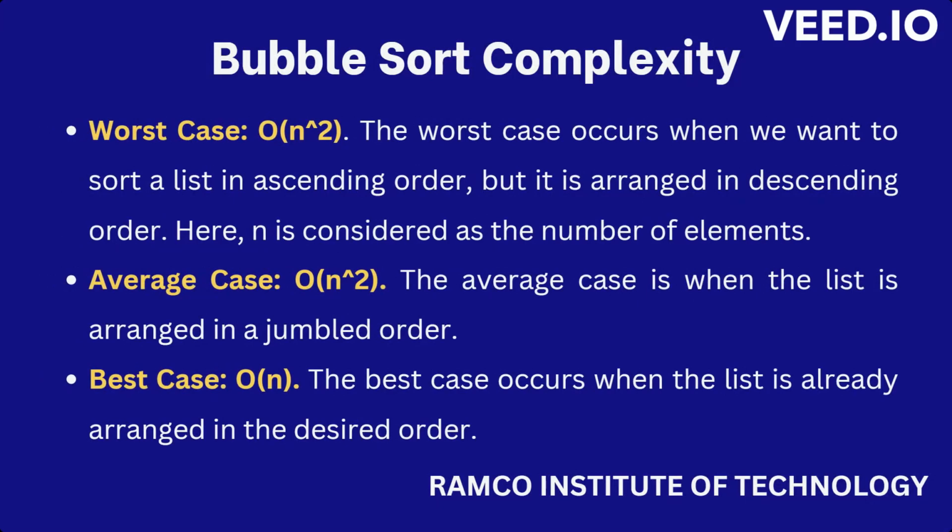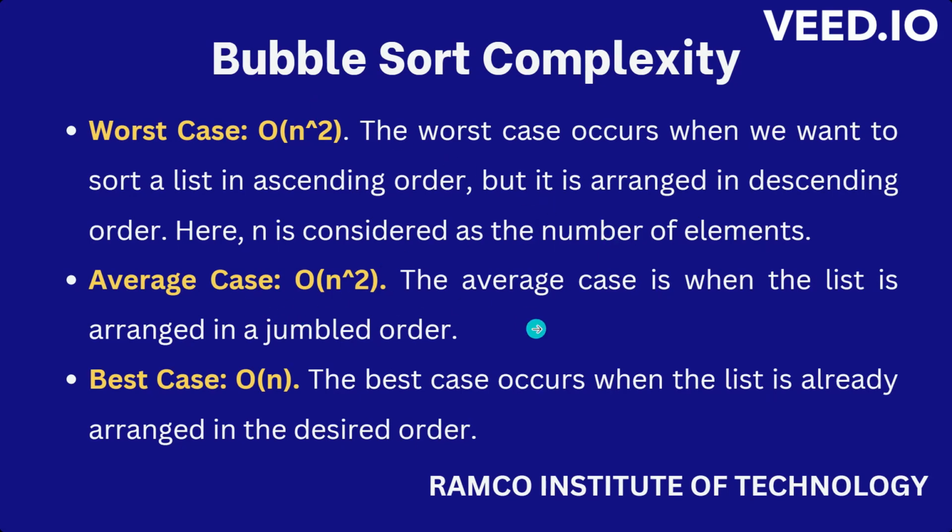Next, we discuss bubble sort complexity. So here we have three cases. One is worst case, next is average case, and next is best case. So worst case occurs when we want to sort a list in ascending order, but it is arranged in a descending order. So that is the worst case. So the worst case time complexity of bubble sort algorithm is big O of n square. So here this n indicates the number of elements.